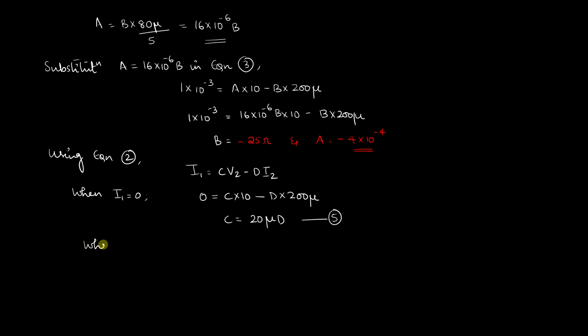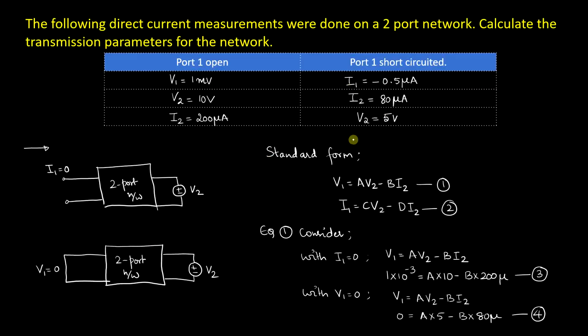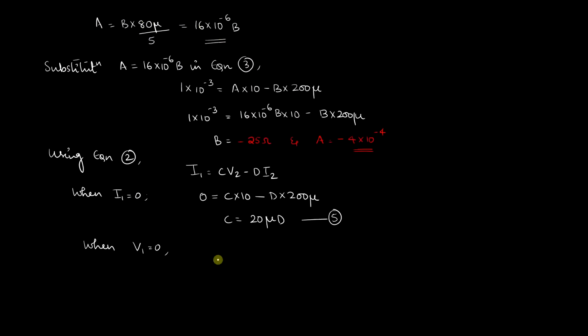Then when I1 is equal to 0, use the same equation, but now you have to use the parameters that are given when port 1 is short circuited. So you have minus 0.5 micro equal to C into 5 minus D into 80. You know the relationship between C and D. Substitute and compute the value of D and then compute the value of C.